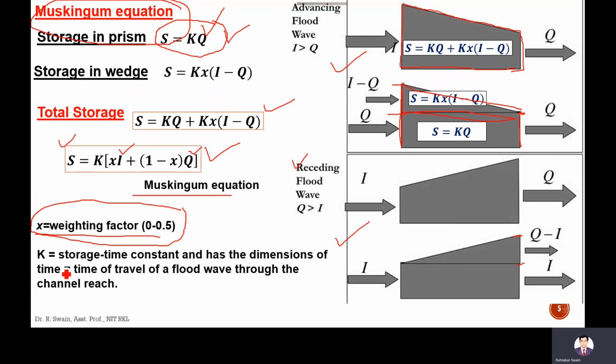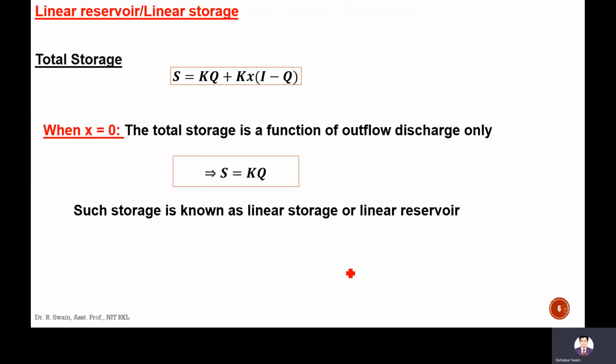The K is called the storage time constant and has the dimension of time, and it is nothing but the time of travel of a flood wave through the channel reach. The K depends upon the time of travel of the flood wave. So this is about the Muskingum equation.